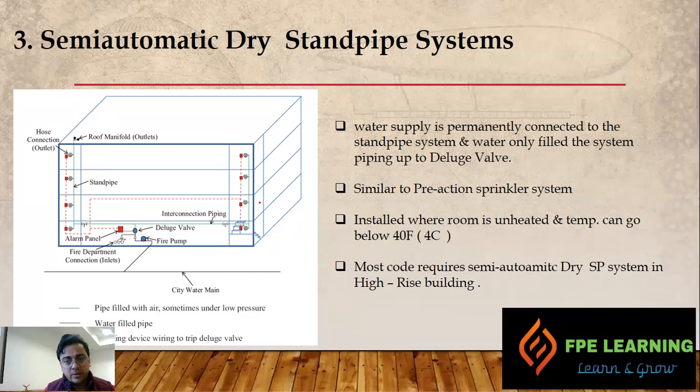Again, most of the codes require this type of standpipe system in high-rise buildings, right? So the first, second, and third are the automatic wet system, automatic dry system, and semi-automatic. So let's say the wet system is like a wet sprinkler system, the dry standpipe system is like a dry sprinkler system, and the semi-automatic one is like a pre-action system where the building owner has some concerns regarding water damage to the building, right?